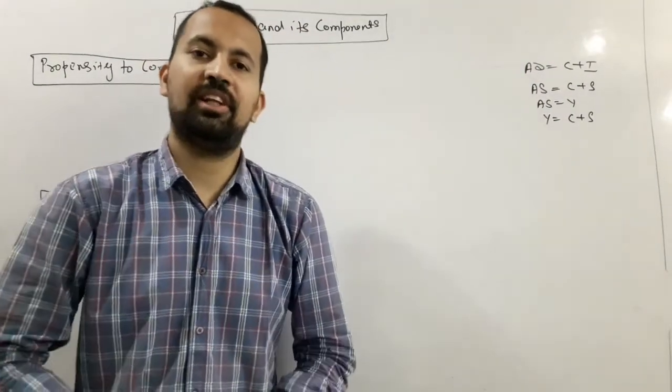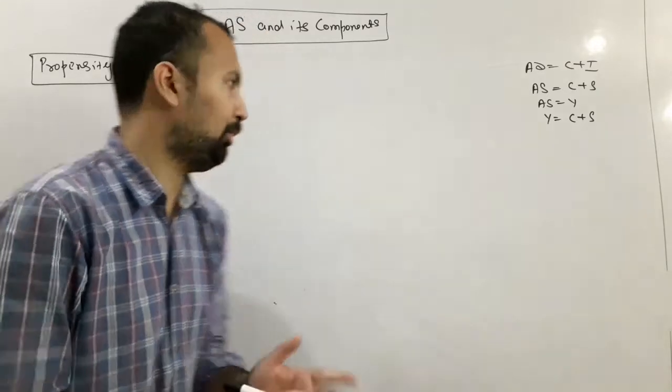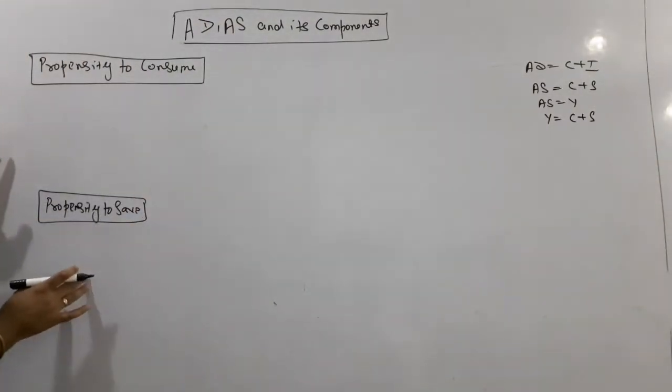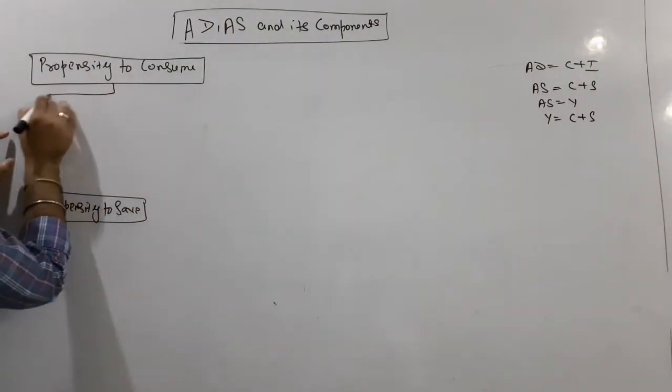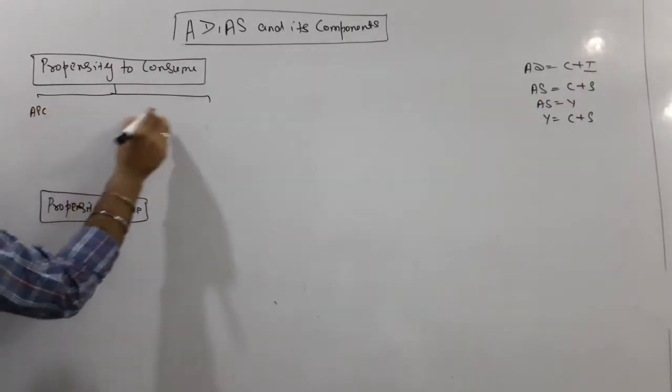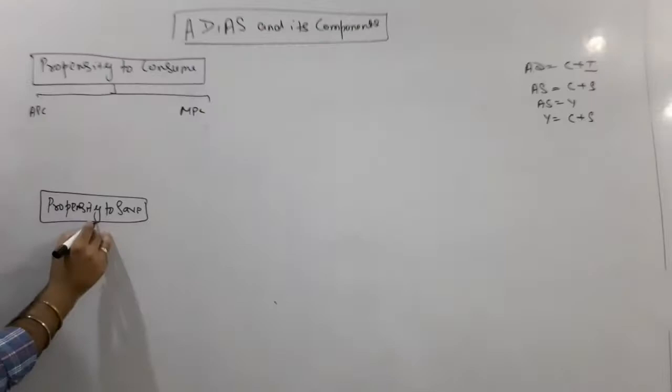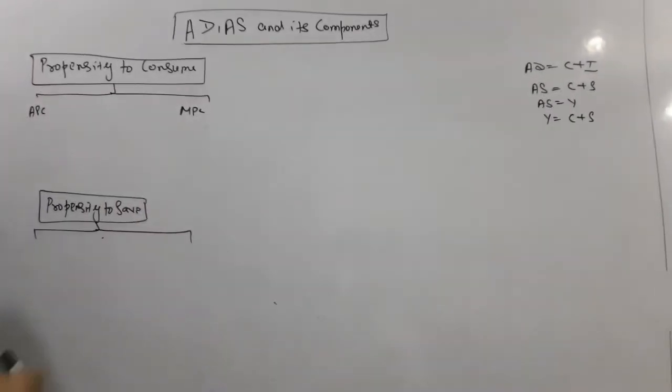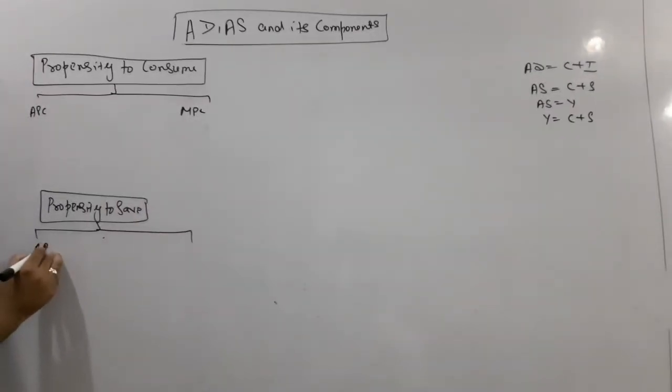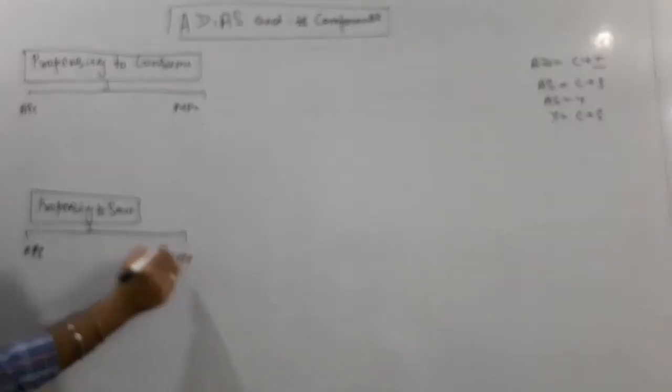Today we are going to start with the new headings of this chapter, that is propensity to consume and propensity to save. Propensity to consume can further be classified into two parts: one is APC, one is MPC. In the same manner, propensity to save can be classified into two parts: one is APS, one is MPS.